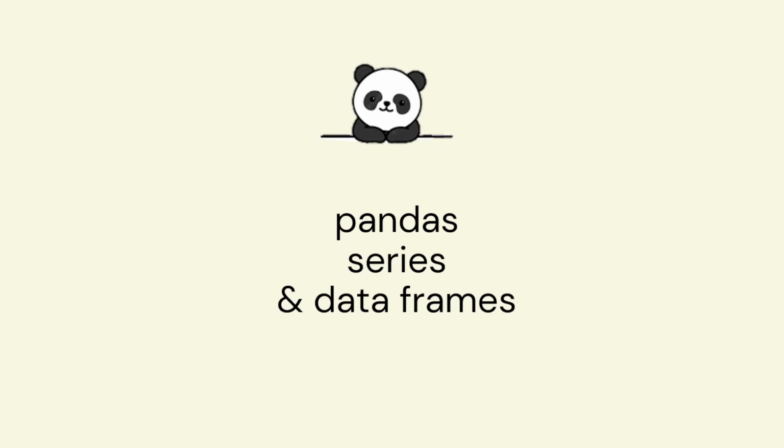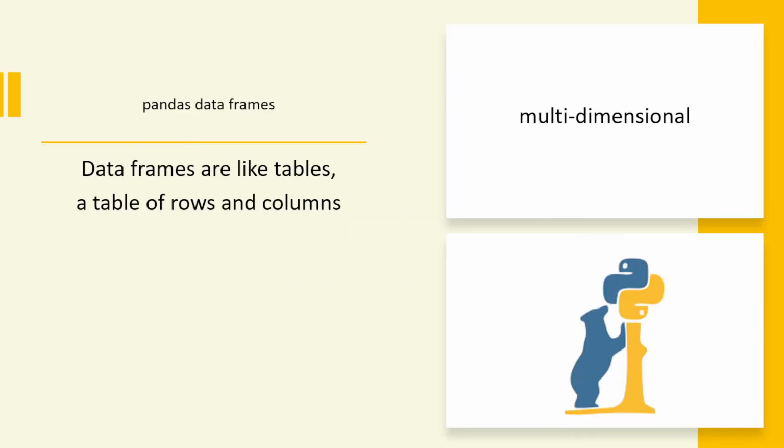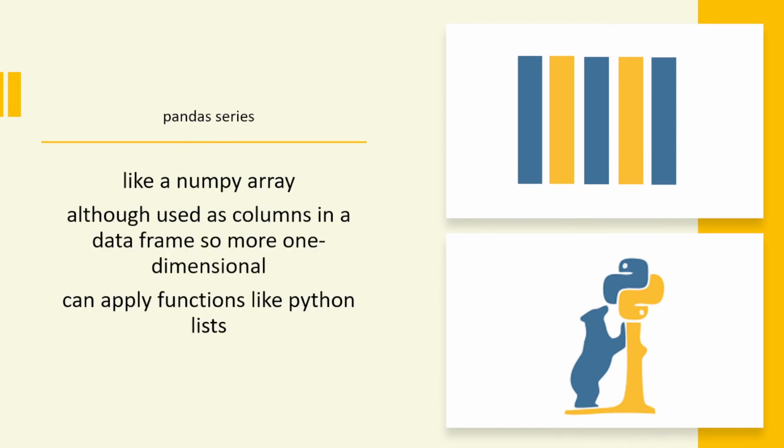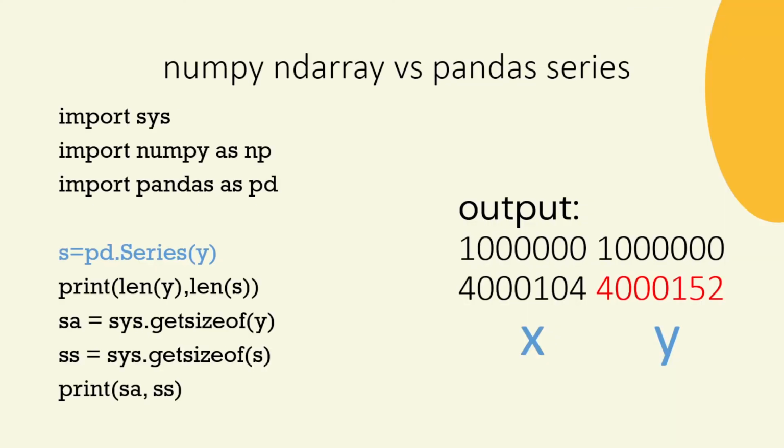What about pandas, the series and data frames? Well, data frames are really like tables, so they're multi-dimensional. Series are the columns in the data frames, if you like. So a series is a bit more like an array. We use the series like a column in the data frame, so we can think of that as more one-dimensional, whereas a numpy array we can use for more than one dimension. We can apply different functions on the series as we can on the data frame.